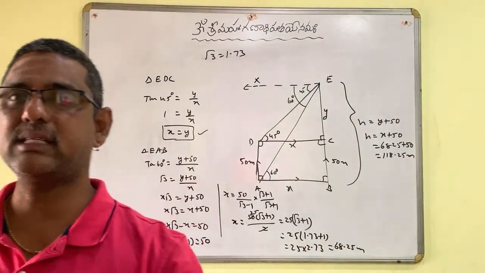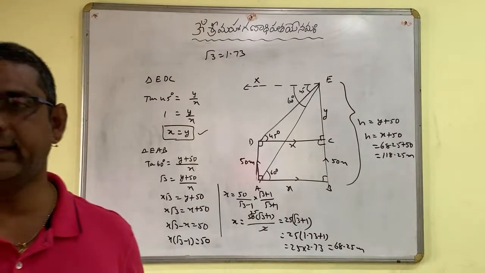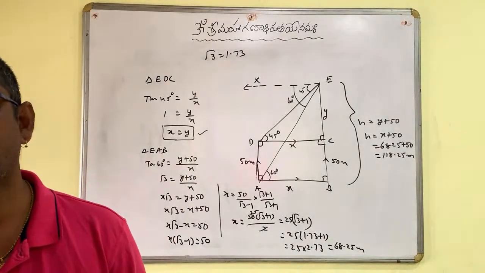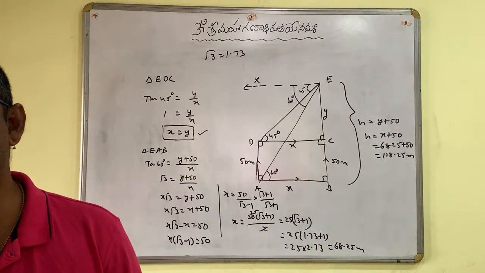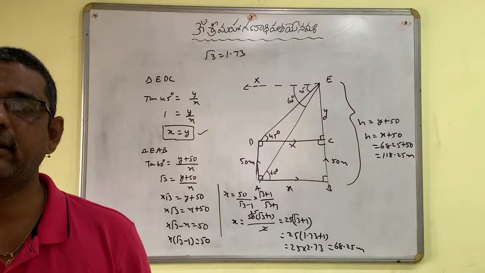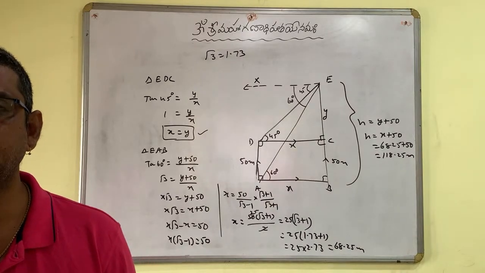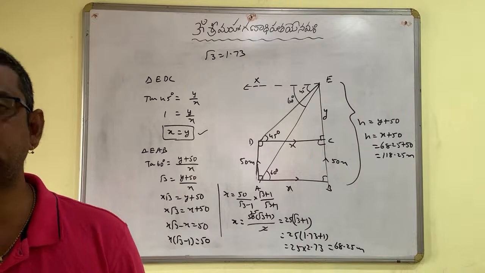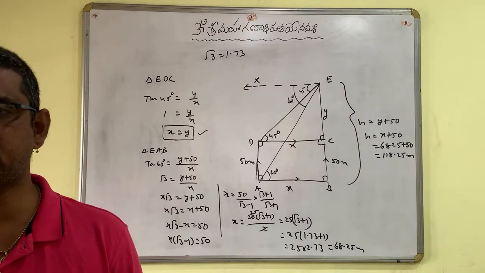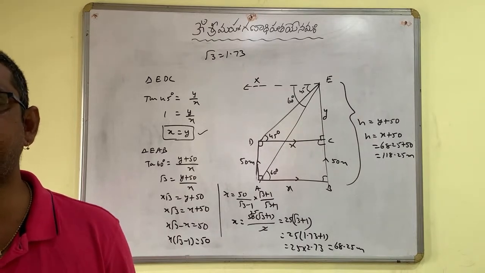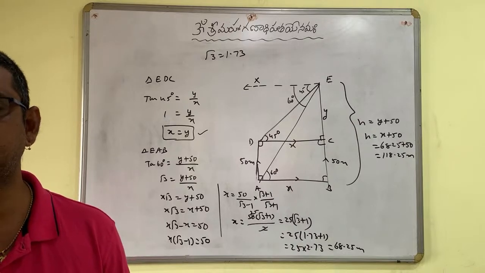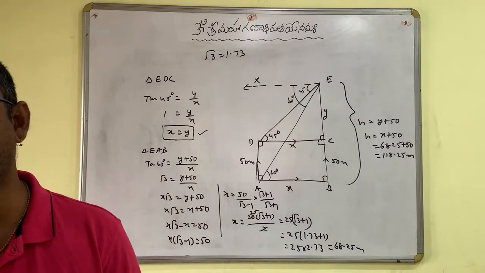Height of the tower is 118.25 meters. Height of the building is 50 meters. And the distance between tower and the building is 68.25 meters.